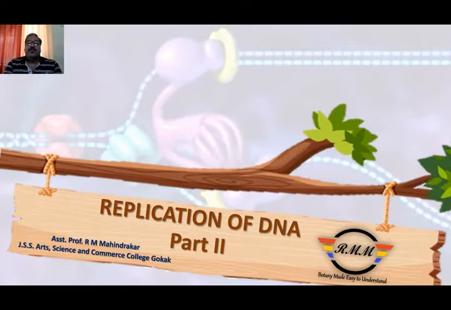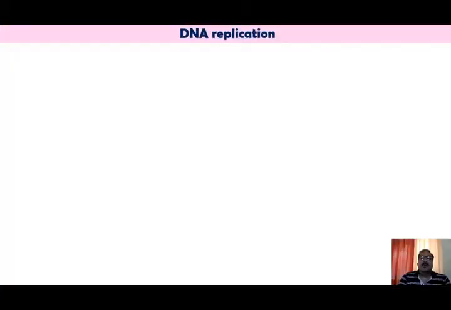Now, as you know, replication is an autocatalytic function of DNA. This process occurs during the S phase of interphase of the cell cycle. The main purpose of this process is to provide the exact copy of DNA to the daughter cells during growth and reproduction. Now, let us see some of the general features of DNA replication.